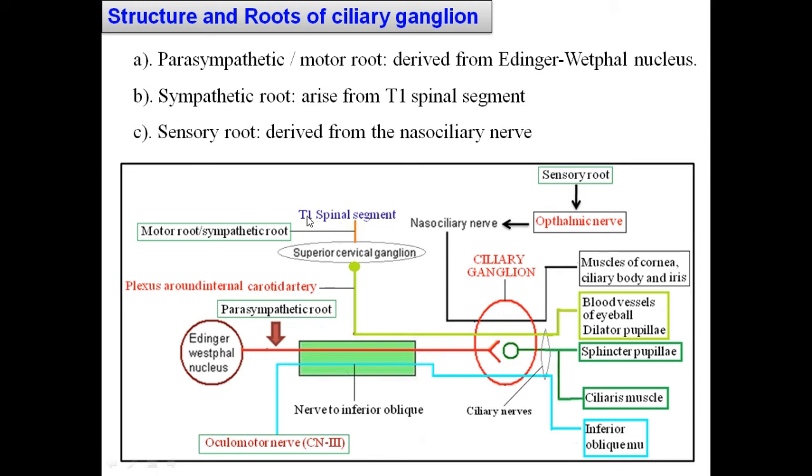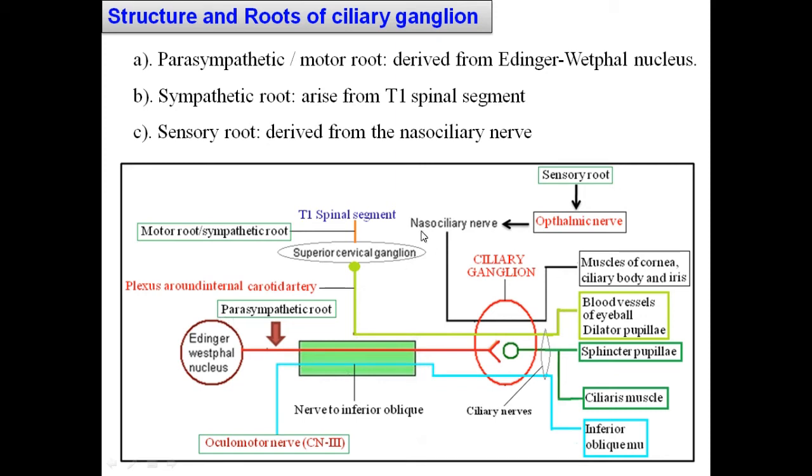And similarly, the sympathetic nerve arises from the T1 spinal segment. The preganglionic fibers synapse with the superior cervical ganglion. From there, the postganglionic fibers pass along the internal carotid artery. Then they pass through the ciliary ganglion without any further relay. Then they supply the blood vessels of the eyeball and the dilator pupillae.